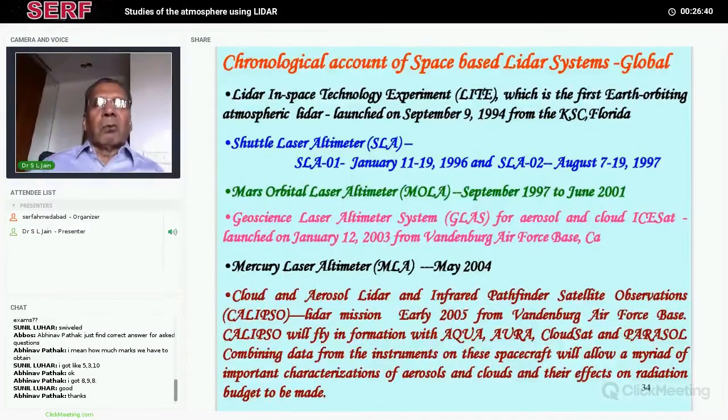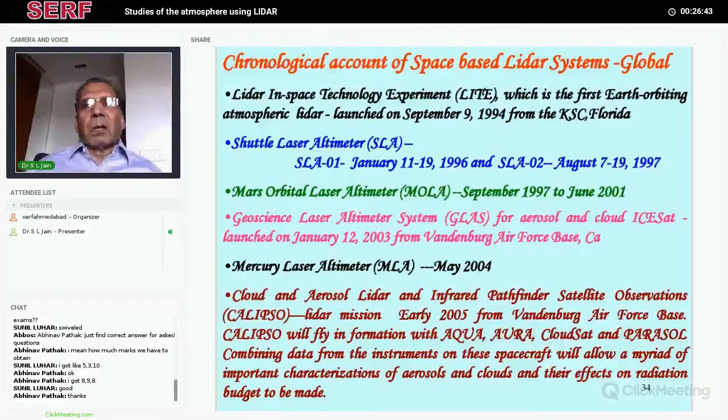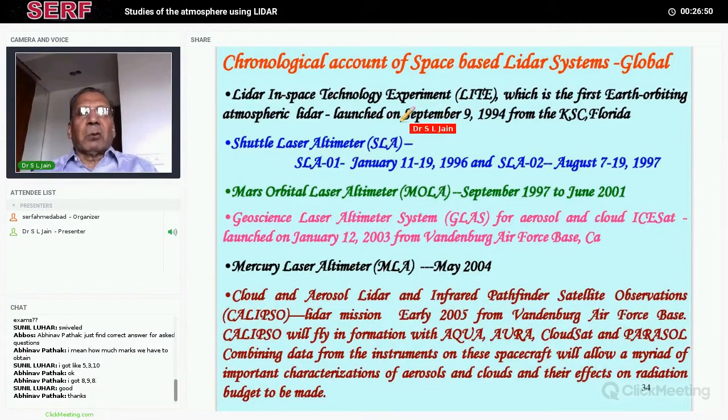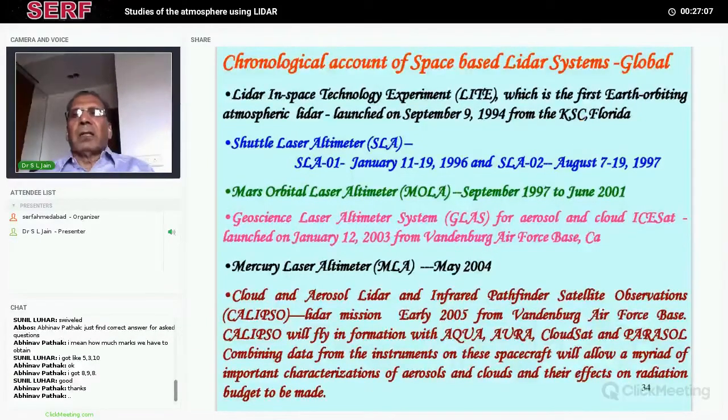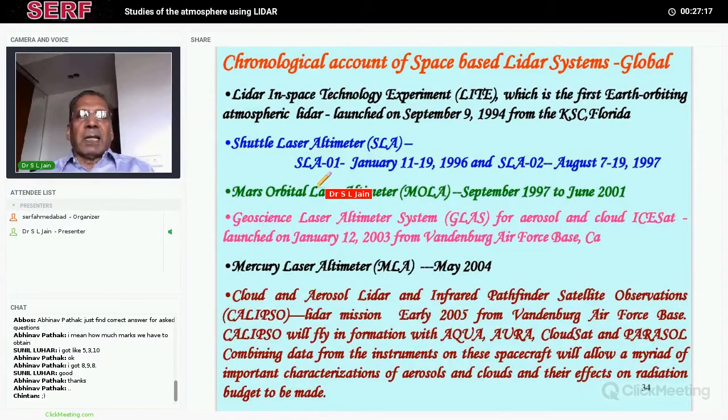Then here is a chronicle account of the space-based LIDAR systems around the globe. There was the LIDAR In-space Technology Experiment, that is LITE, L-I-T-E, which is the first Earth-orbiting atmospheric LIDAR, launched on September 9, 1994, from the Kennedy Space Center, Florida. Then the Shuttle Laser Altimeter was launched, SLA-01 on January 11, 1996, and SLA-02 on August 7 to 19, 1997.